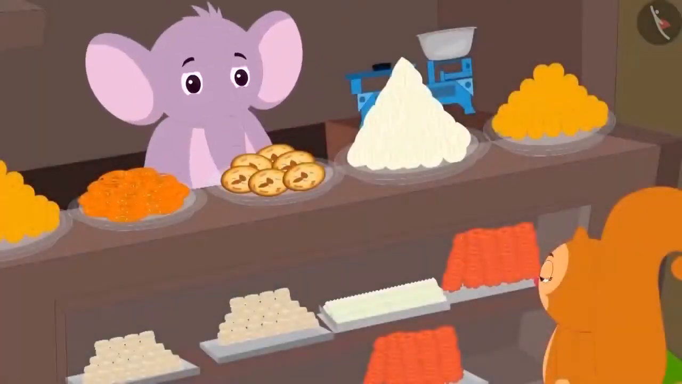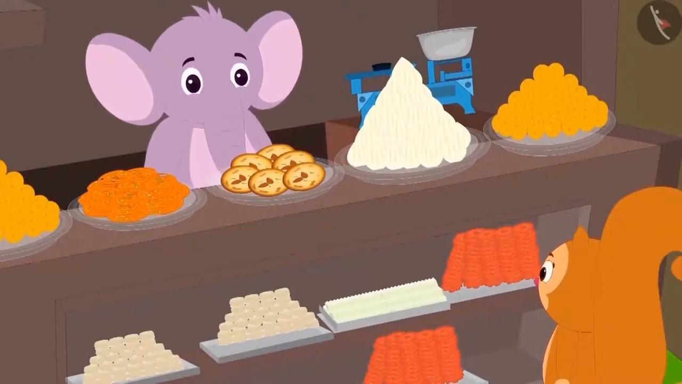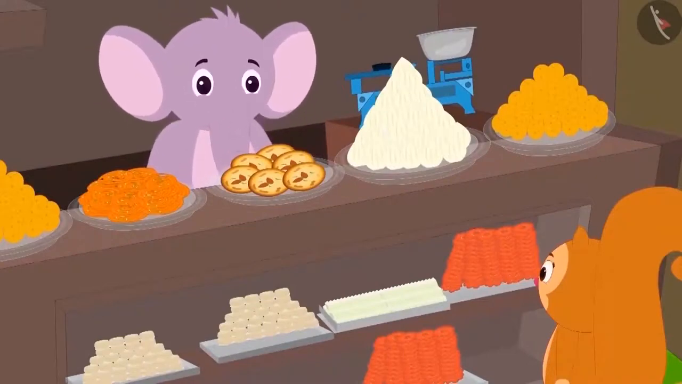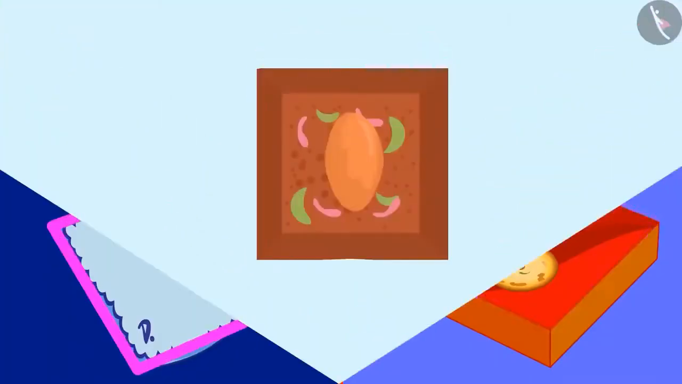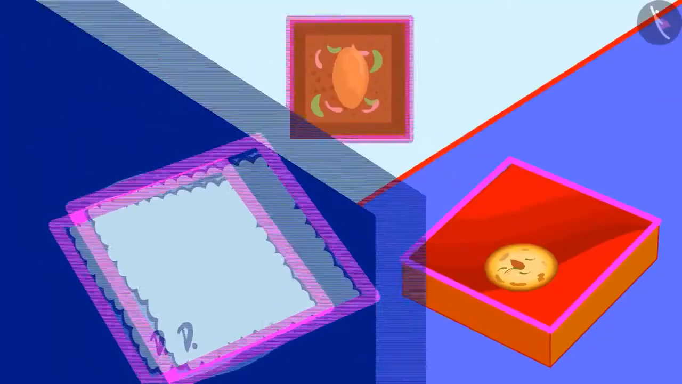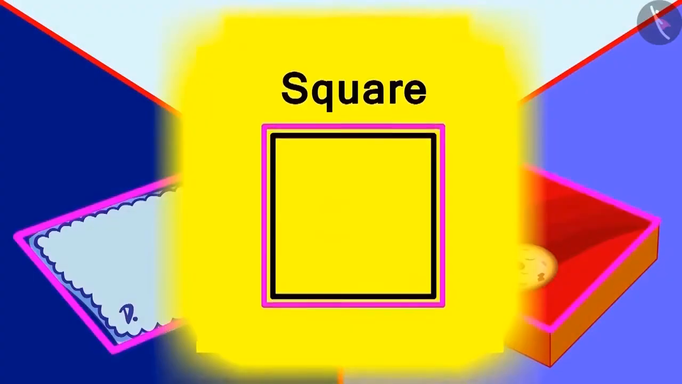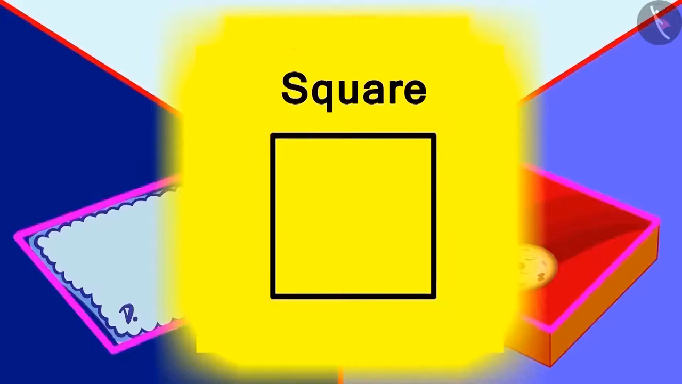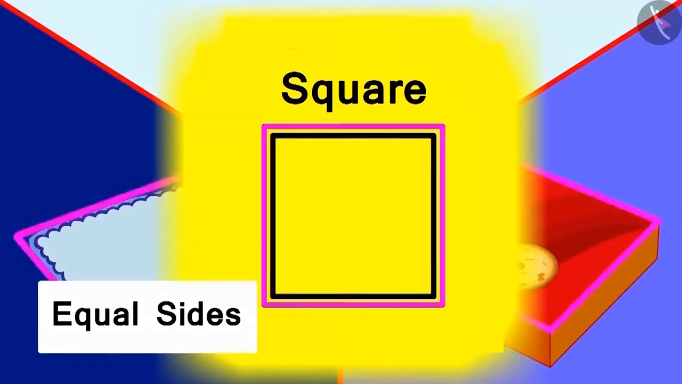Now Appu told Chanda through his last poem about square. And where can we see it? Like this piece of chikki is a square, my handkerchief and this box of sweets is also a square. This is called a square and not a rectangle. Equal sides is its unique identity.